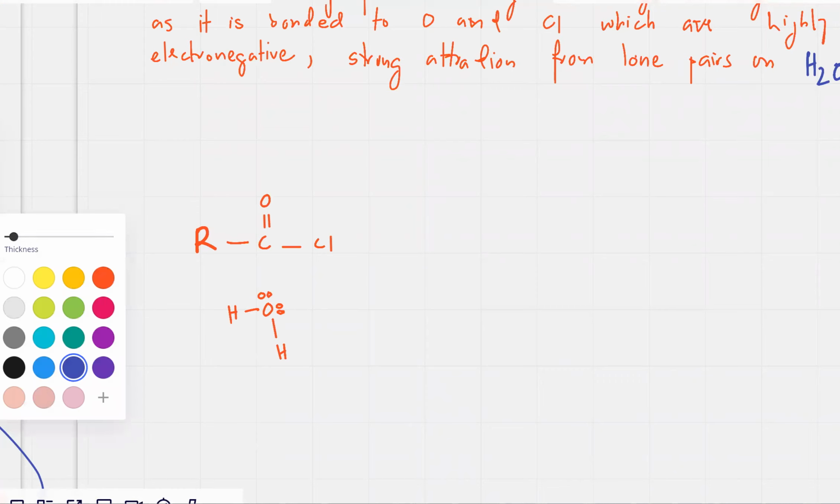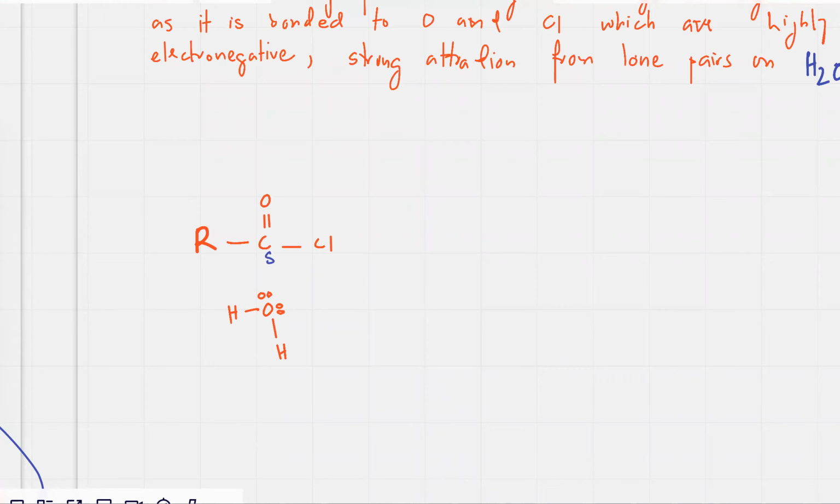This carbon has a really strong positive charge. You got this oxygen, which has a slight negative charge. You got this Cl, which has a slight negative charge as well. So remember, it's a vigorous reaction. This chlorine-related compound has a vigorous reaction. The lone pairs on oxygen get very strongly attracted to this carbon, which is positively charged.